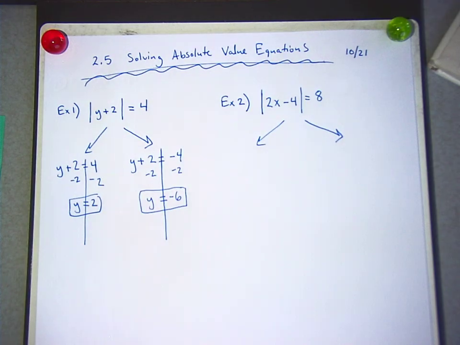For the first one, I just wrote down 2x minus 4 equals 8. And then for the second one, I did 2x minus 4 equals 10. And then just solve it.